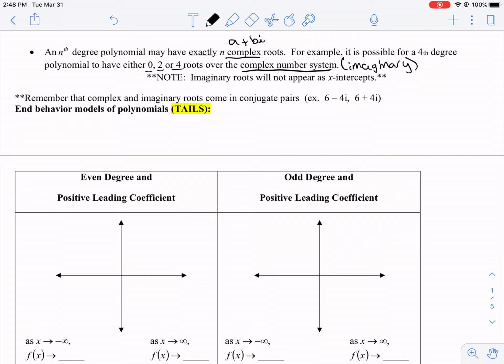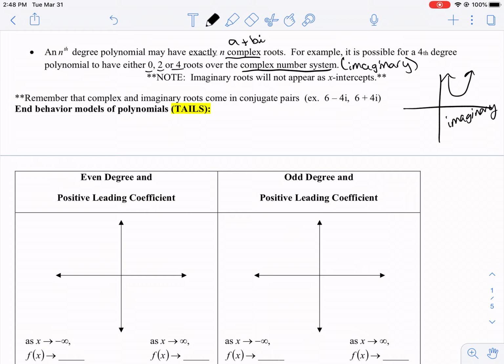Note, imaginary roots will not appear as x-intercepts. You are not going to see imaginary roots on a graph. Okay, just like when we had a quadratic. What are the roots? Doesn't have any. But if you solve that quadratic equation, you will get two imaginary roots.